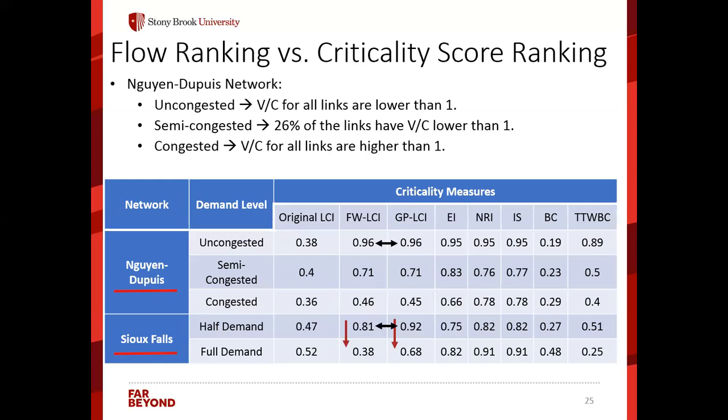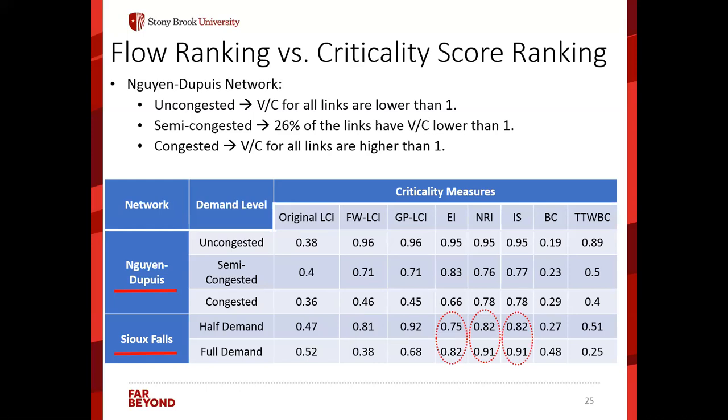In the Nguyen Dupuis network, we have a good agreement between the adjusted measures, with either Frank-Wolfe or gradient projection they're almost identical, sometimes very close, like 0.46 and 0.45. But in the Sioux Falls network, we also lose this agreement between the two adjusted versions of the original LCI. And here, the difference is even higher.